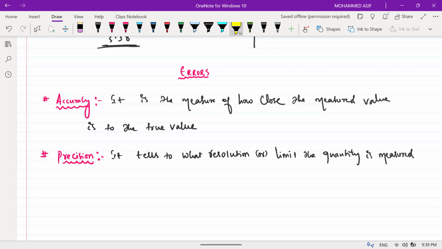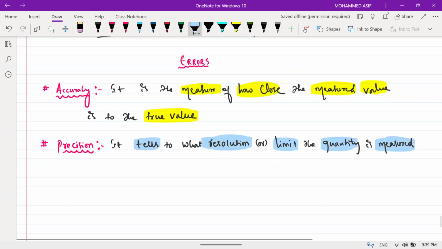Done. So, what is accuracy? It is a measure of how close the measured value is to the true value. The same way, precision tells to what resolution or limit the quantity is measured. Am I clear?